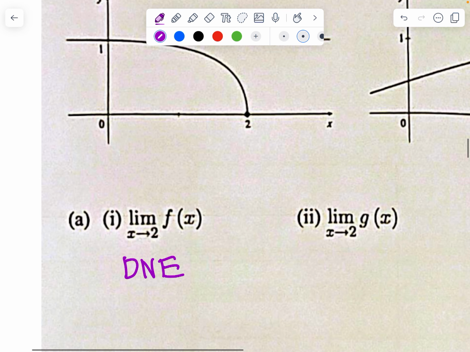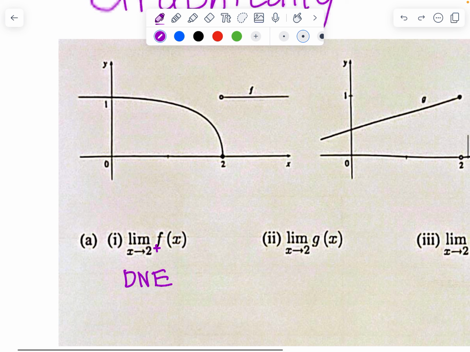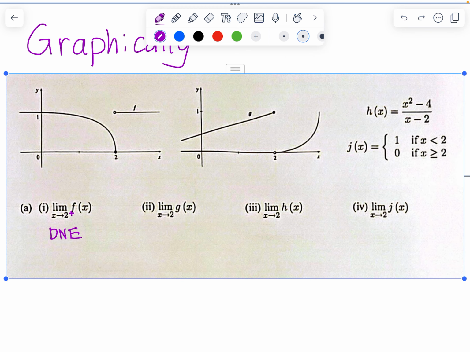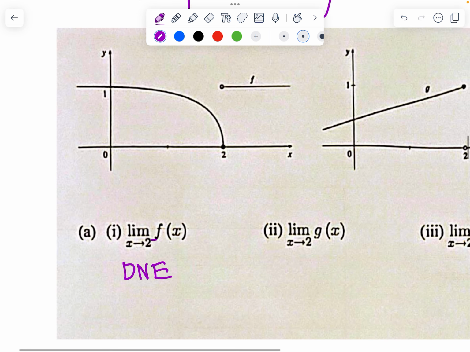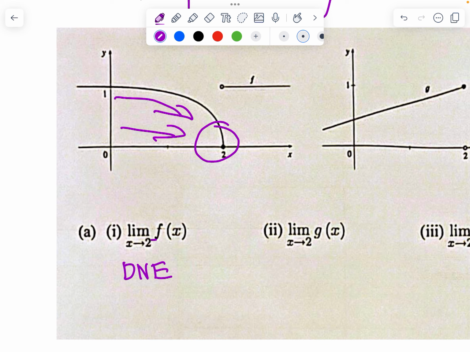Now, on the other hand, if I say x approaches 2 from the right, the positive sign here represents that it is approaching from the right. Then I know approaching from the right, it would be 1. Whereas if x approaches 2 from the left with the negative sign, it will approach 0 because it's approaching from the left. But in this case, it doesn't specify, so it does not exist.